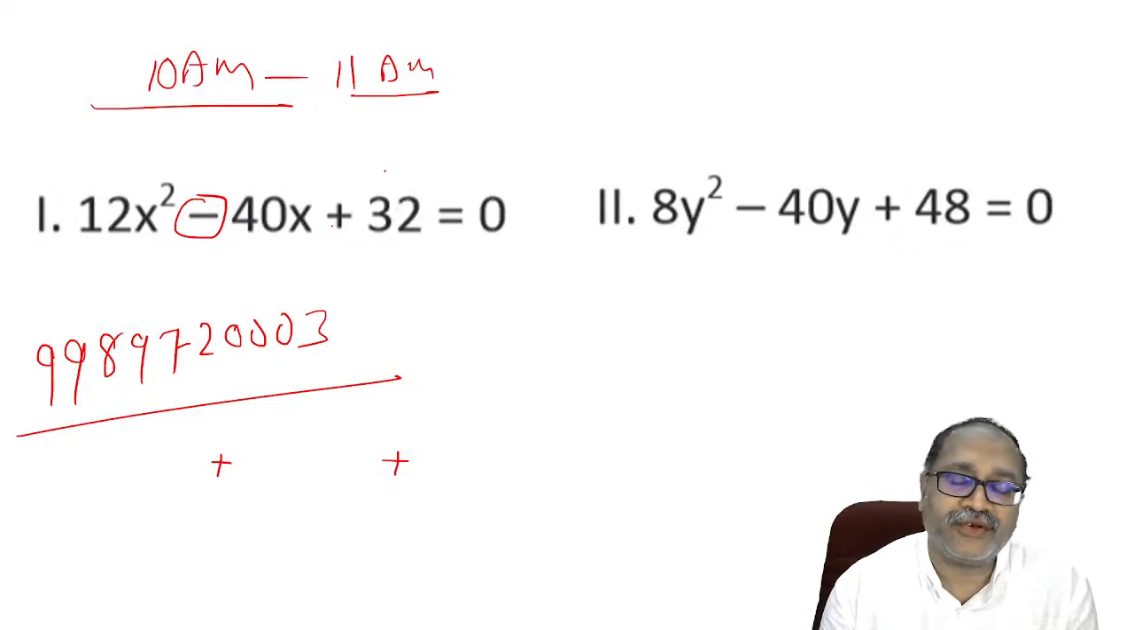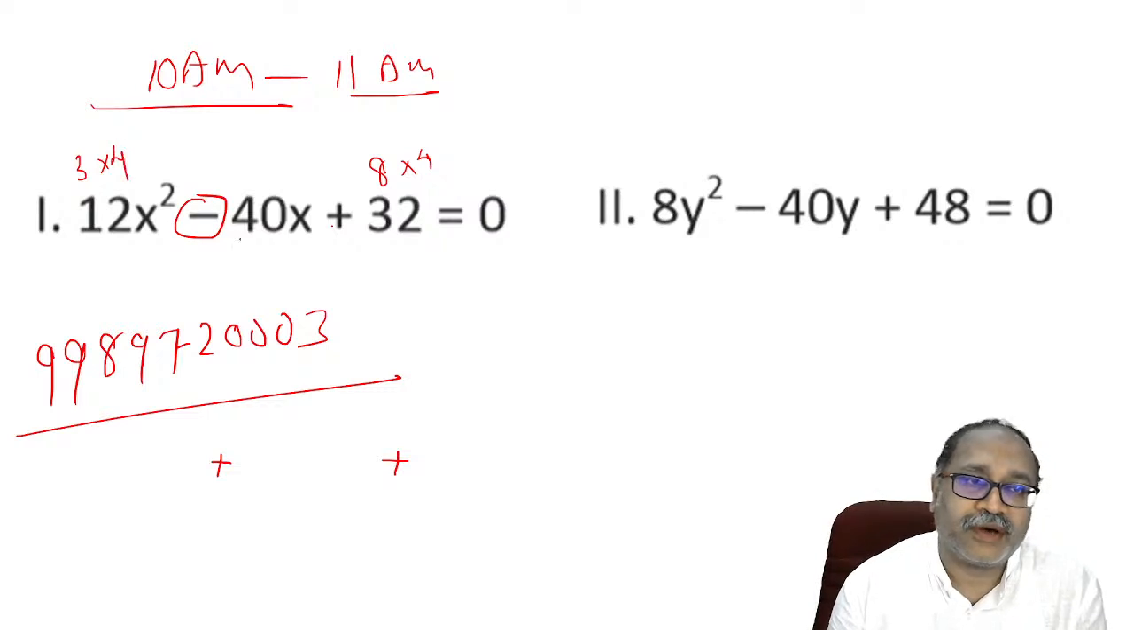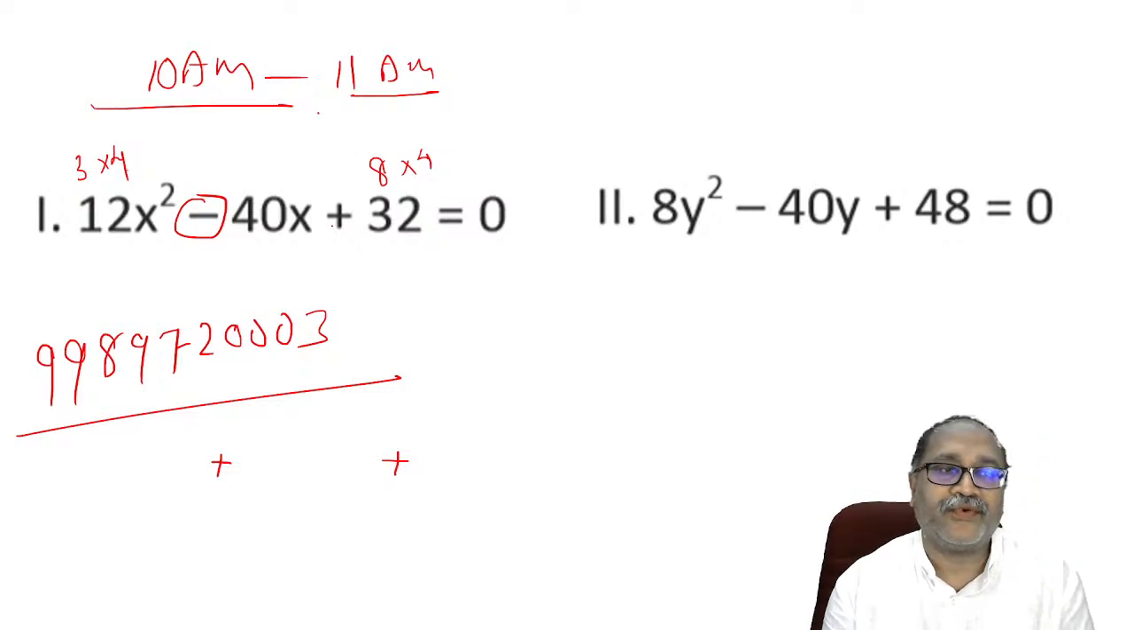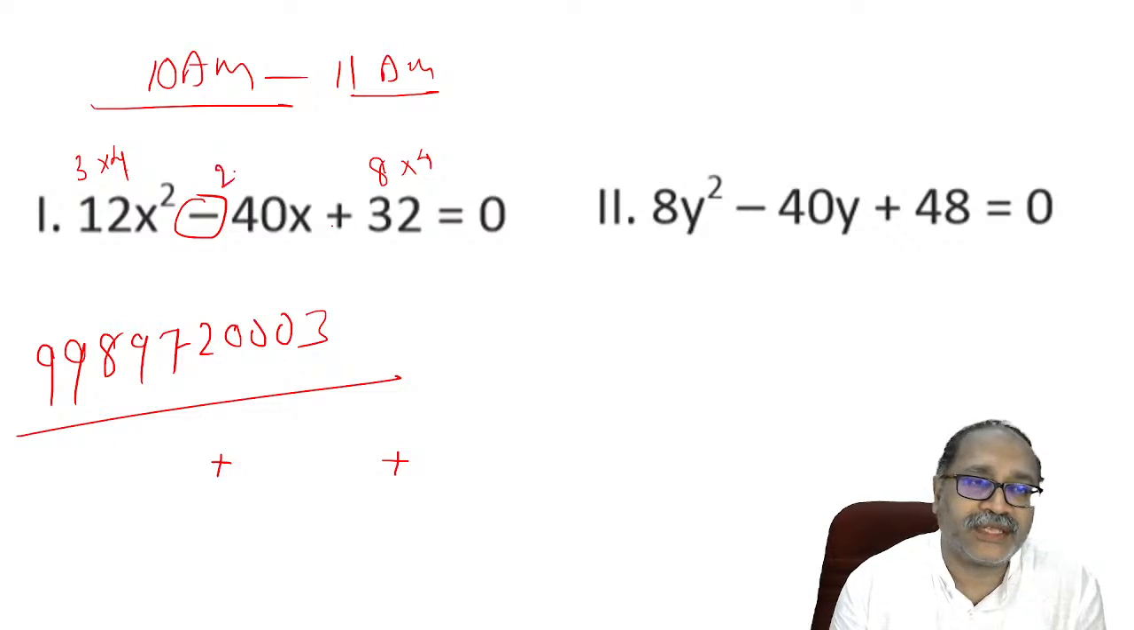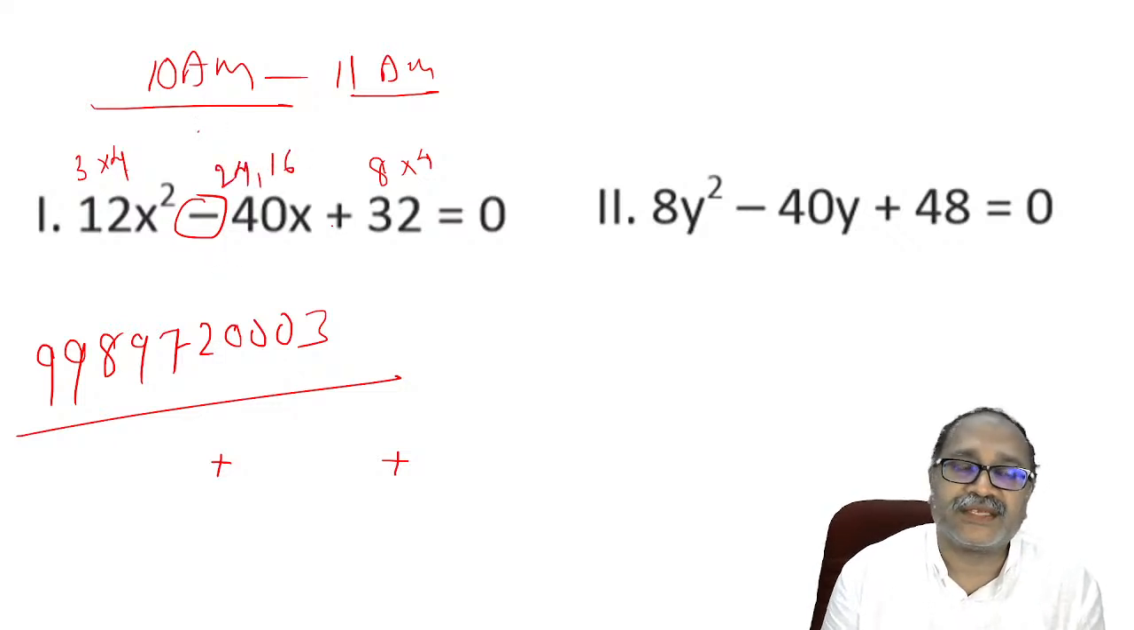So here 8 into 4. I notice that 16 into 2, and here it is 3 into 4. So my requirement is 40: 8 4s are 32, and 4 3s are 12. No, so 12 4s are 48. No. Then 4 4s are 16 and 8 3s are 24. That's right, 24 and 16.